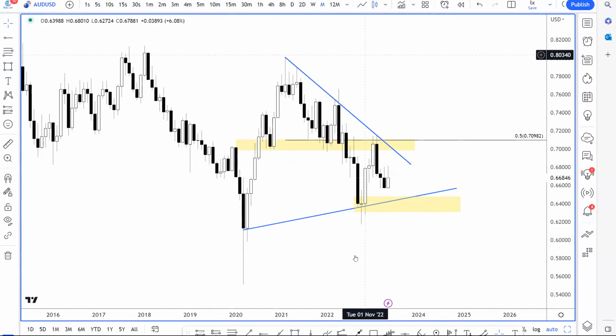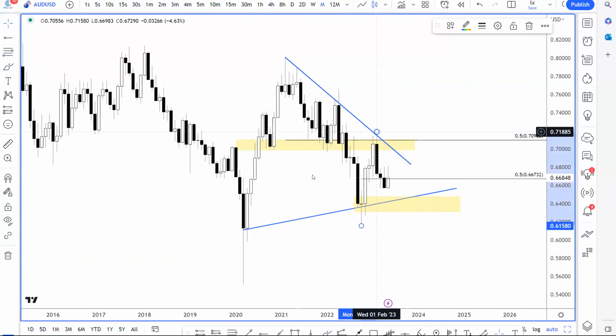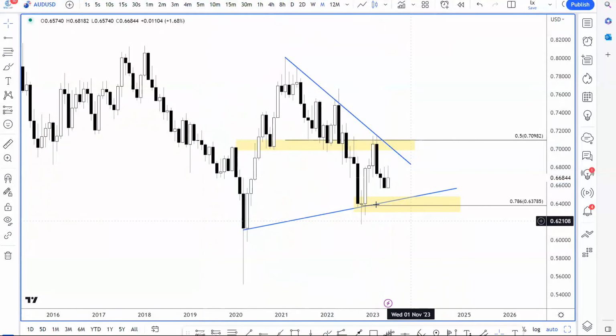So we have a 50% retracement here. If you take a retracement of this move, the move up before that pullback, the move from low to high, let's see what that gives us. So when you take a retracement level from low to high, you open up these key levels. Again, you can see that the 78.6 retracement sits on this zone. So this is the picture on the monthly.